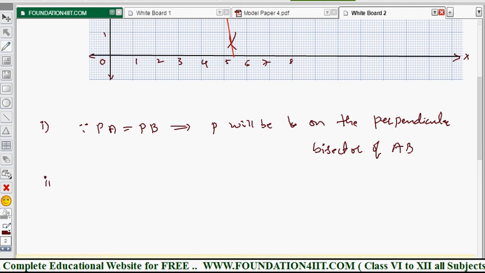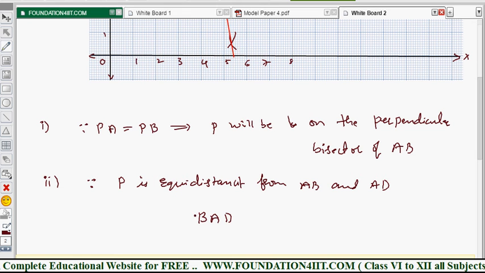Then for the second condition, P is equidistant from AB and AD. Therefore, we should do the angle bisector of angle BAD. Then P is the point of intersection of the perpendicular bisector of AB and the angle bisector of angle BAD.